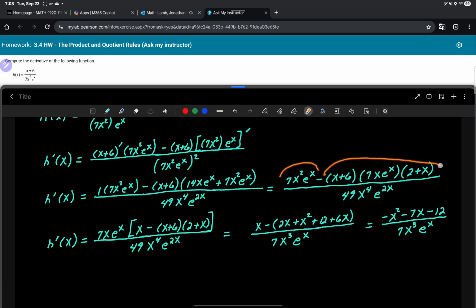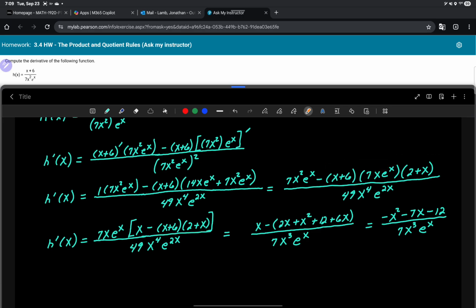All of this is my second term in the numerator. Both that first and second term have this group right here as a greatest common factor. So now I'm going to pull that out of the entire numerator, 7x e to the x. When I factor it out of the first term, I'm going to have that 1 power of x left over. That's where that came from. When I factor it out of the second term, that whole group is gone, and you're just going to have x plus 6 times 2 plus x. That's where that came from.